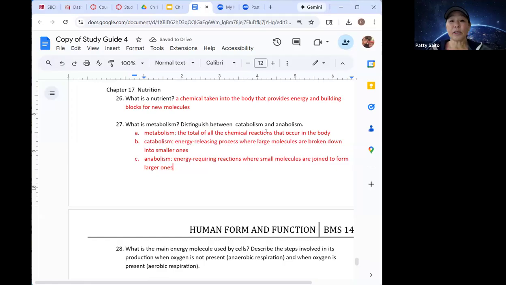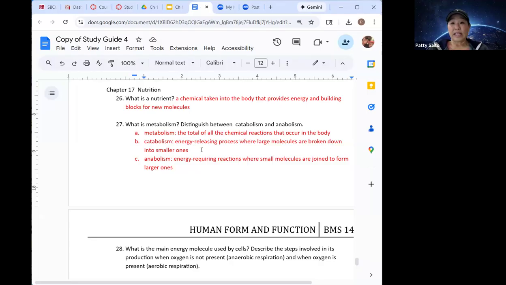Metabolism is the sum total of all the chemical reactions that occur in the body. And we have lots of chemical reactions. Some chemical reactions build molecules from smaller ones, and other reactions break down larger molecules. So catabolism, or catabolic reactions, take larger molecules and break them into smaller ones. As we sever the bonds within those molecules, we release energy. We'll talk a little bit about energy in just a moment.